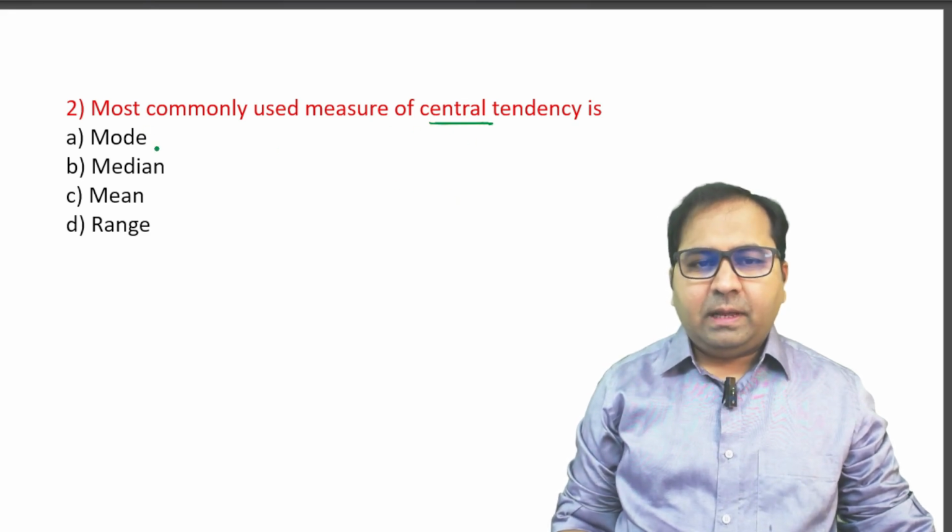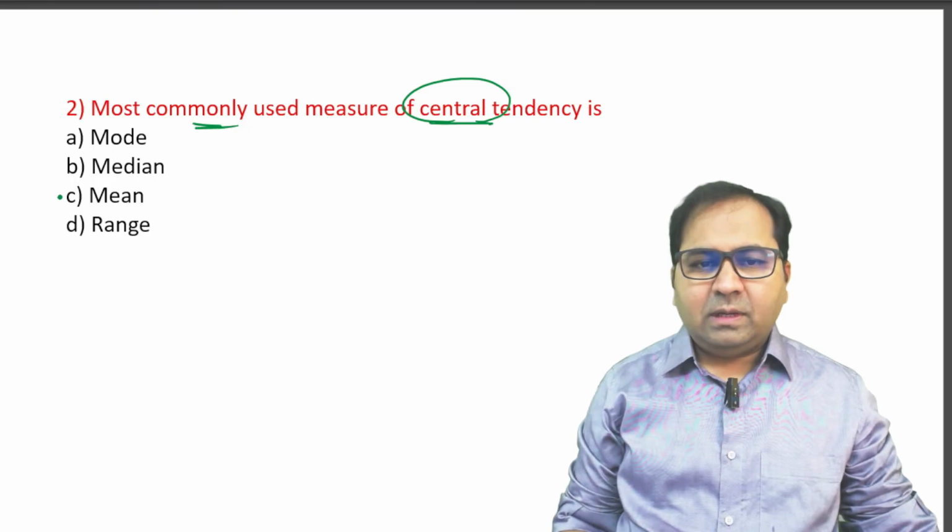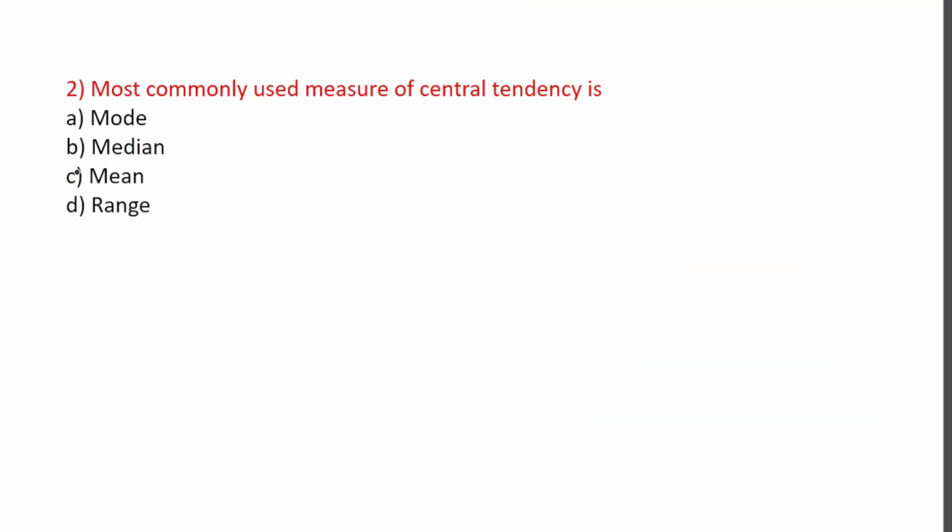The options are A. Mode, B. Median, C. Mean, or D. Range. What is the most commonly used? Basically, in the central tendency, you have mean, median, mode. So, of these three, what is the most commonly used? It is mean. We have taken mean as the answer.